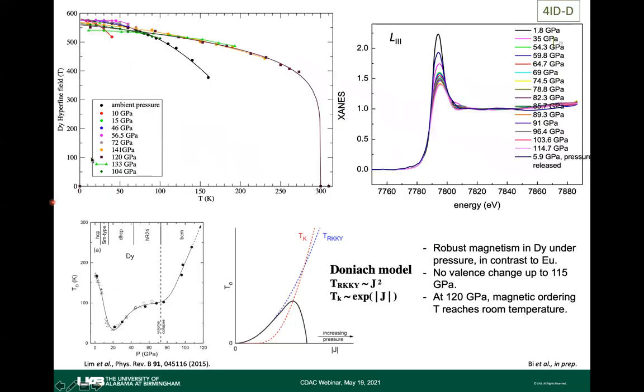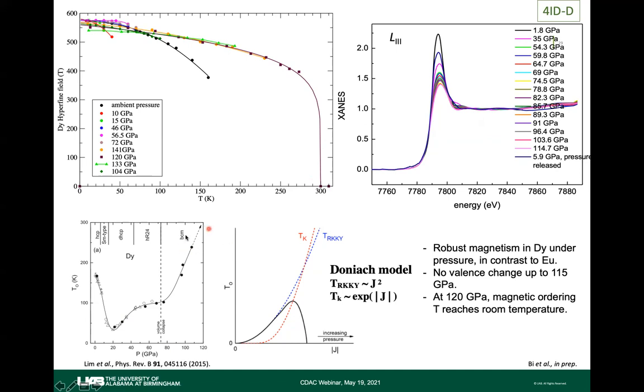If I plot the hyperfine field at the different pressure and temperature conditions, in this figure, this curve is the 120 GPa, and the magnetic ordering temperature increased to about room temperature, which is consistent with the measurement from Jim Schilling's lab.